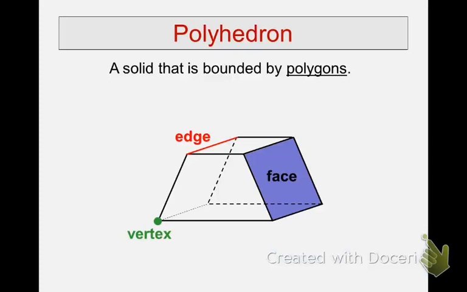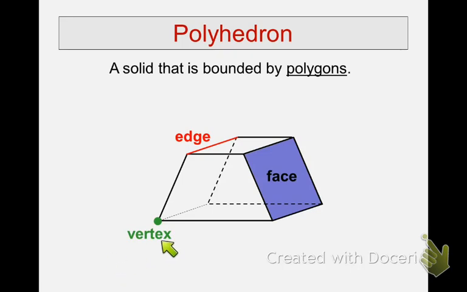So a polyhedron is basically taking what we did in chapter 11 with polygons and circles, which we'll talk about in the next slide, but making 3D figures. So a polyhedron is a solid, a three-dimensional figure that is bounded, and every single face has to be a polygon. In other words, it should only have straight edges.